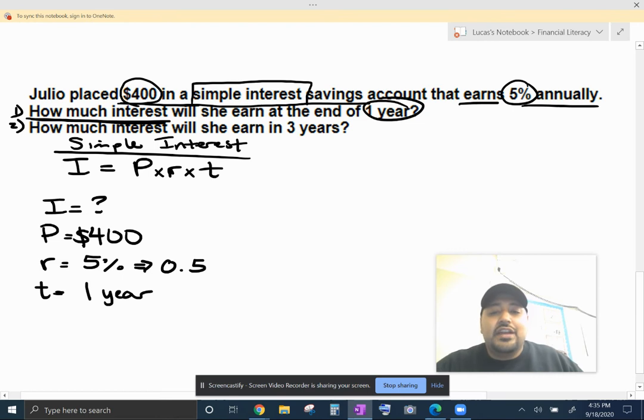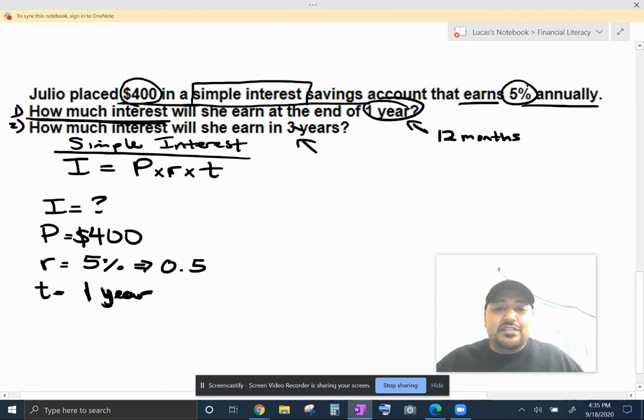Now, I do want to say, if this said 12 months, we would just put in 1 because time is expressed in years. If it says 36 months, we'll talk about that. All right, so let's stay here.